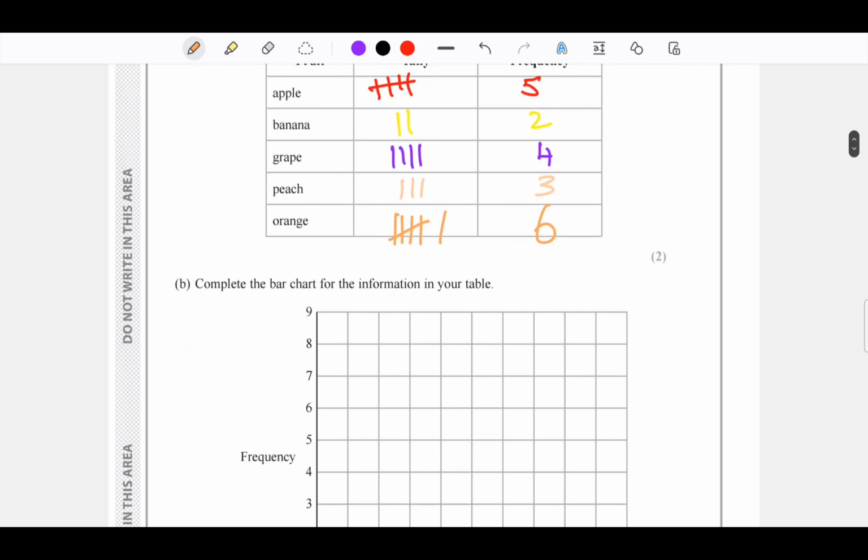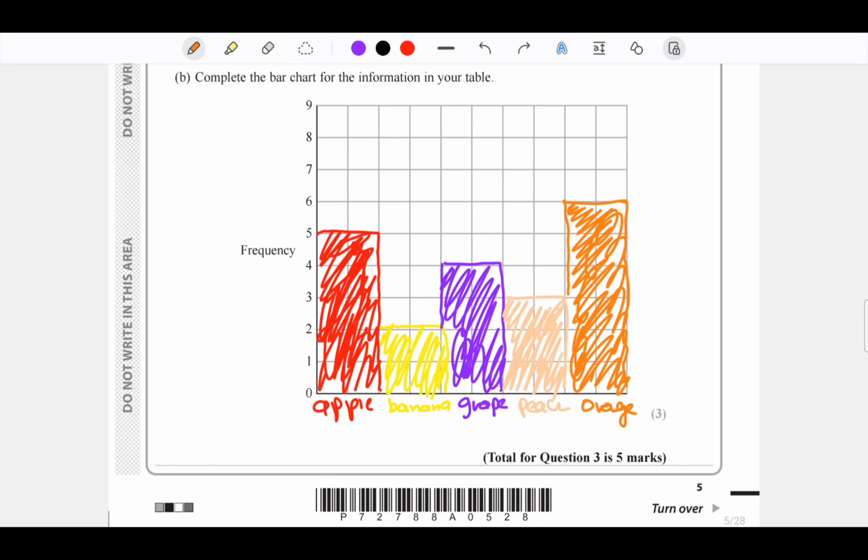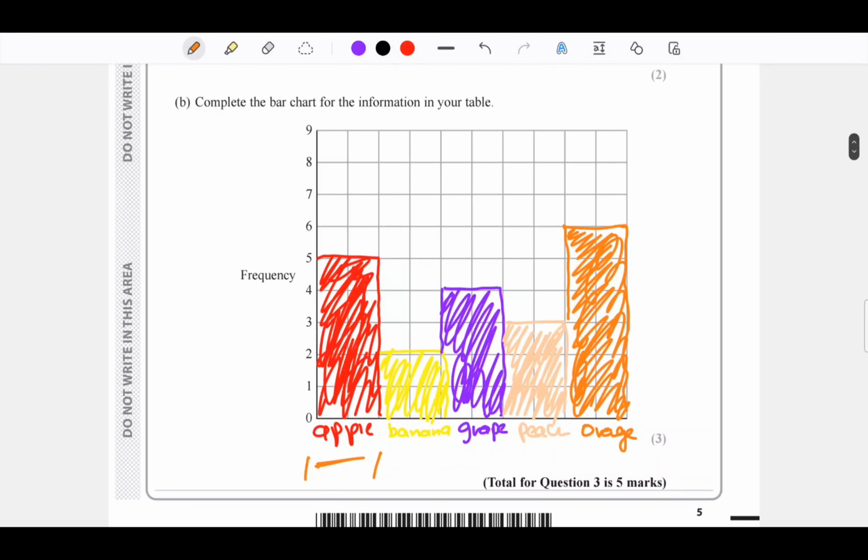So question number 3B, complete the bar chart for the information in your table. And just like that, the bar chart is complete. So each of the categories, each of the fruits takes up 2 boxes, right? So apple, banana, grape, peach, orange. Just follow the frequency and you should get it right.